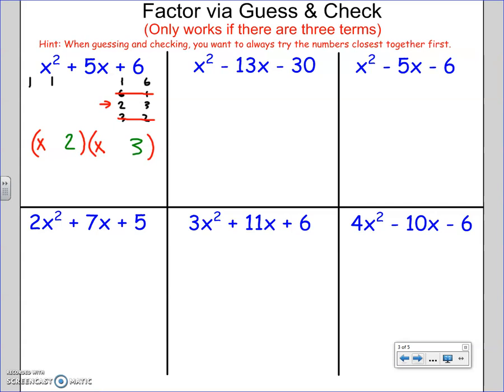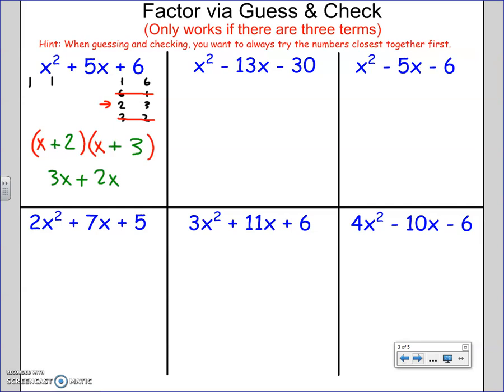I check the O and I. X times 3 is 3x. 2 times x is 2x. Can 3x and 2x make, they want 5x? The answer is yes, because 3 plus 2 is 5. Now I care about the sign. I need a positive 5x. So to get positive 5x, I need both of these to be positive. So the 3x has to be positive right there, and the 2x has to be positive.